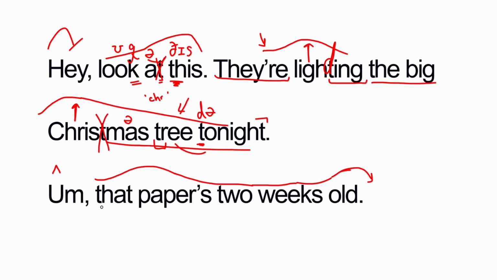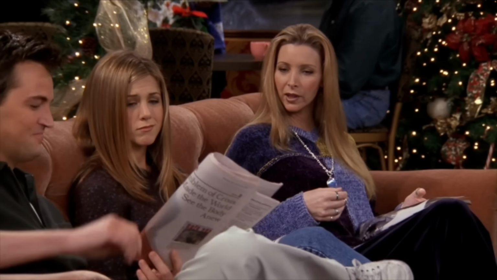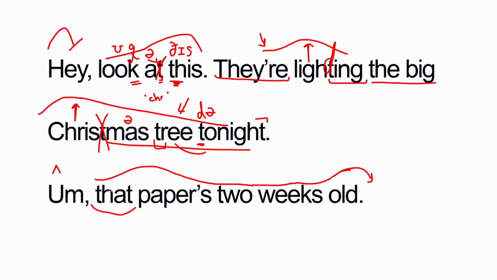Let's look at the pronunciation of the word "that." Very fast, stop T, "that." That paper's. So not "that," but "that." Twice as fast as you might want to make it. That paper's. The apostrophe S here is the contraction "is." That paper is 2 weeks old. That paper's 2 weeks old.